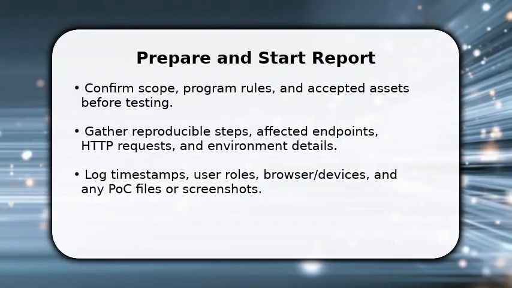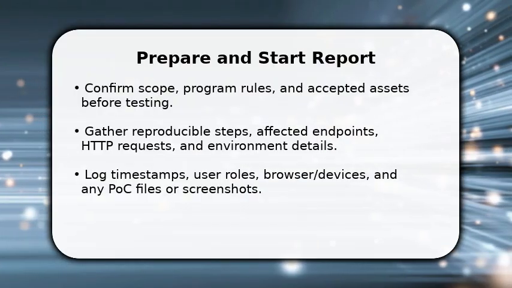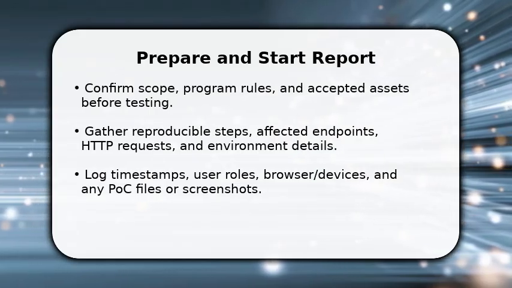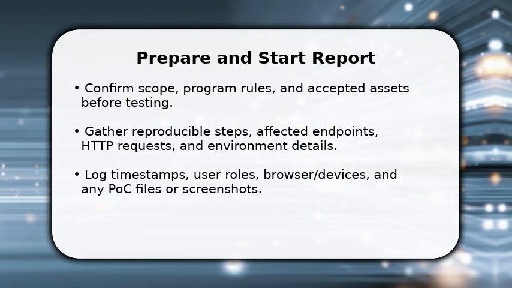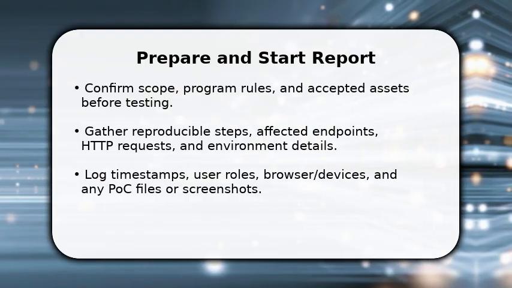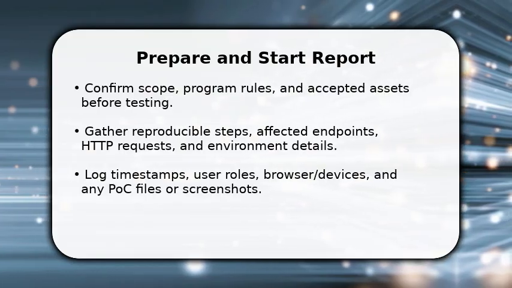Enjoy the video. You begin by verifying program scope and rules so your report is valid. Once done, create a new report on HackerOne. Provide a concise summary and severity estimate, then paste one-line impact and affected URL.